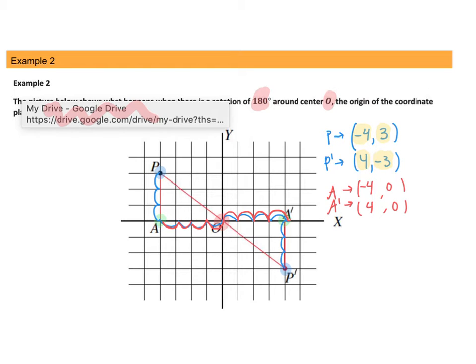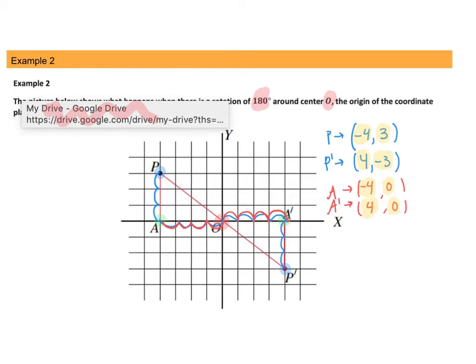We did the same thing for our point A. Started with negative 4, 0. It became positive 4, 0. Now 0 doesn't change because 0 isn't positive or negative. So that's the one case where nothing's going to happen to that 0. But you can see that our points are opposite.